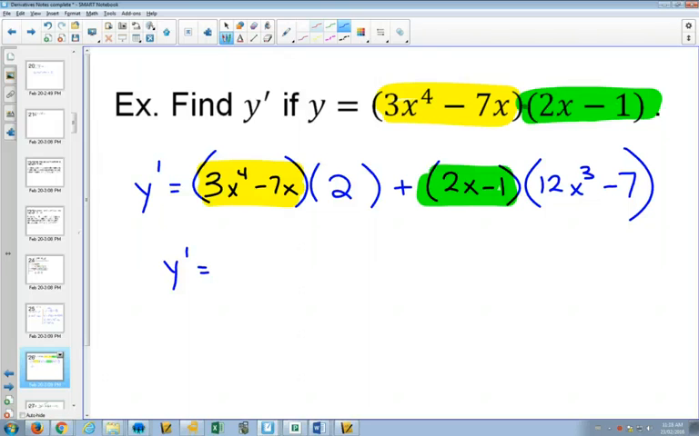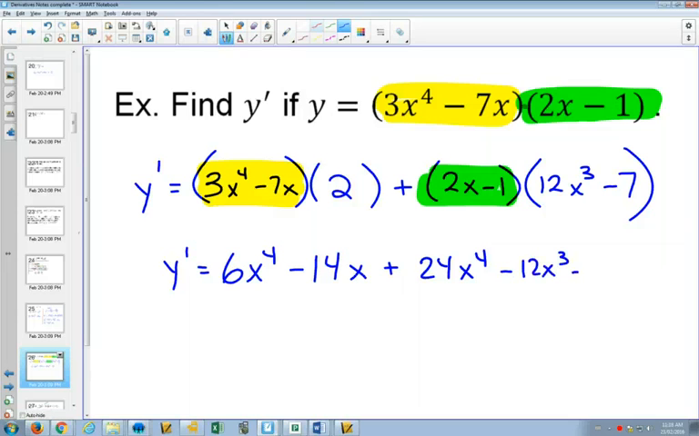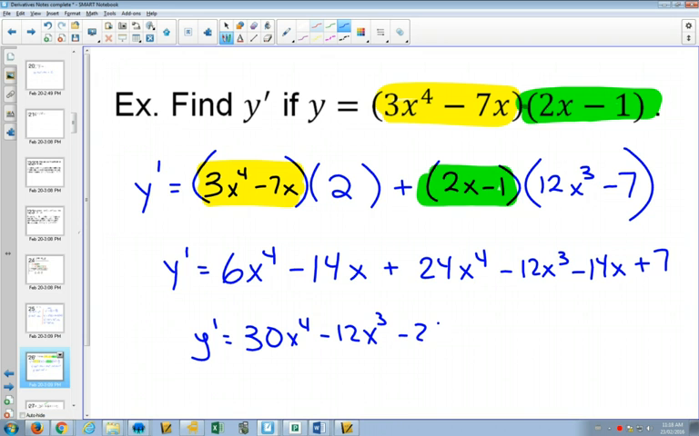well, we'd have to distribute here, so we would get 6x to the 4 minus 14x plus, and here we'd have to multiply this all out, 24x to the 4 minus 12x cubed minus 14x plus 7. Combine our like terms, 30x to the 4 minus 12x cubed minus 28x plus 7.